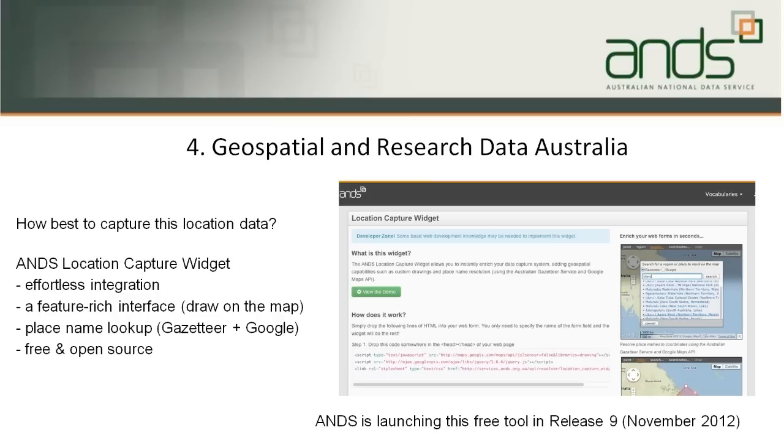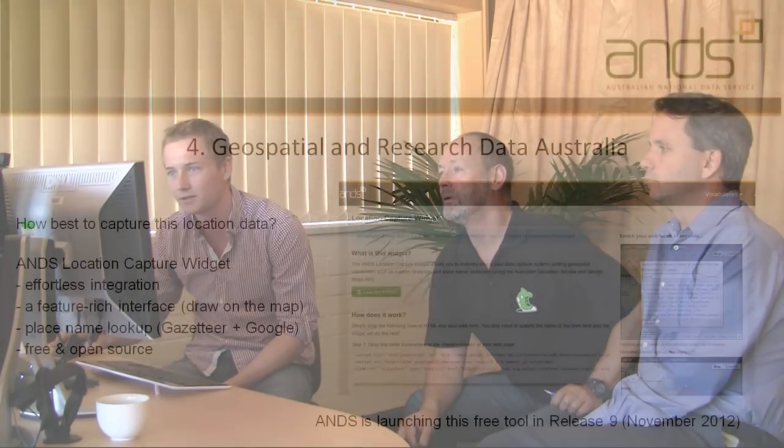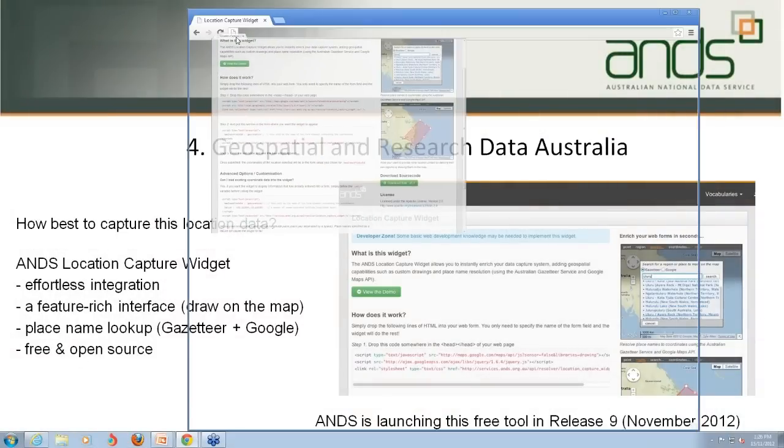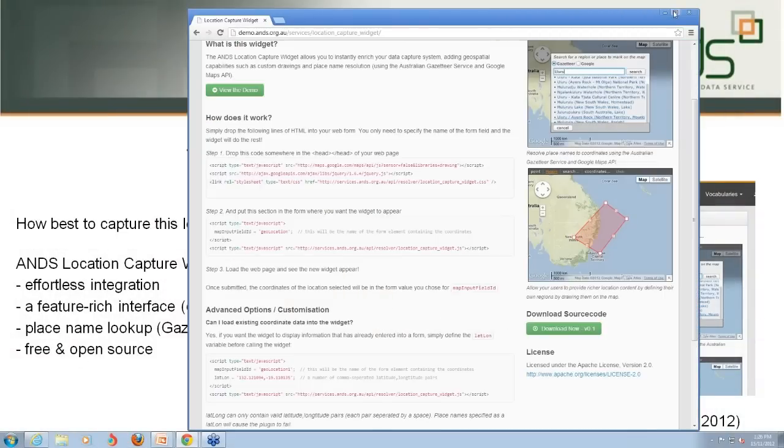And as part of that initiative, we will be releasing fairly shortly, I think early next week, the ANDS location capture widget. Effectively, it's a very small snippet of software that allows you to provide a very rich interface to capture spatial information. And I think if I can pull it across, we can have a quick look. Let's see if that's going to work. That looks good.